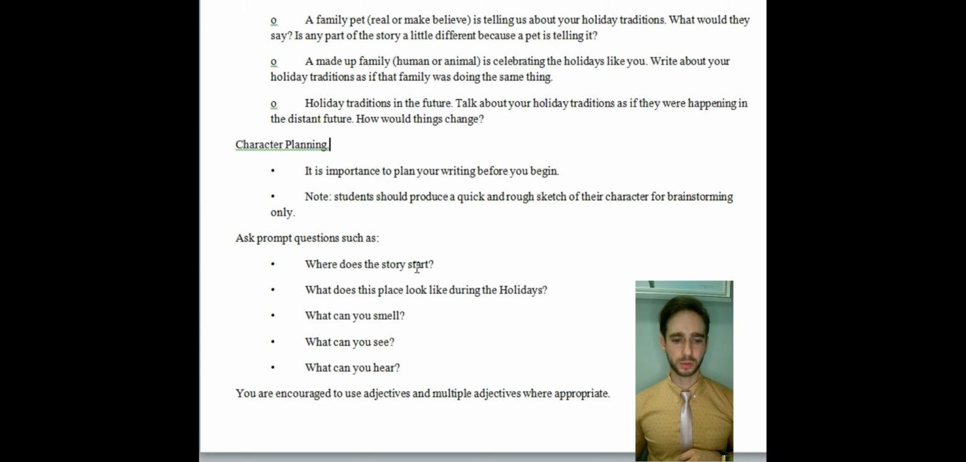All right, and then you should also ask prompt questions such as, where does the story start? What does this place look like during the holidays? What can you smell? What can you see? What can you hear? And you're encouraged to use adjectives and multiple adjectives where appropriate. So use words to describe it and get a little bit creative. If you want to write about magic or fantasy around your favorite holiday, you're more than welcome to do that kind of thing. The idea is that you get nice and creative and have fun with this.